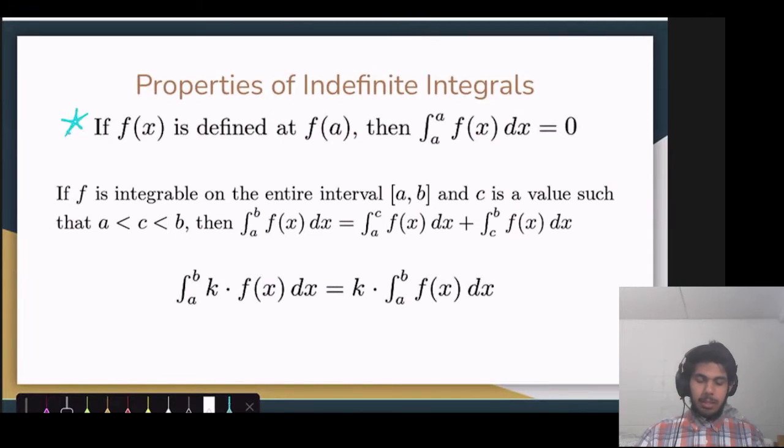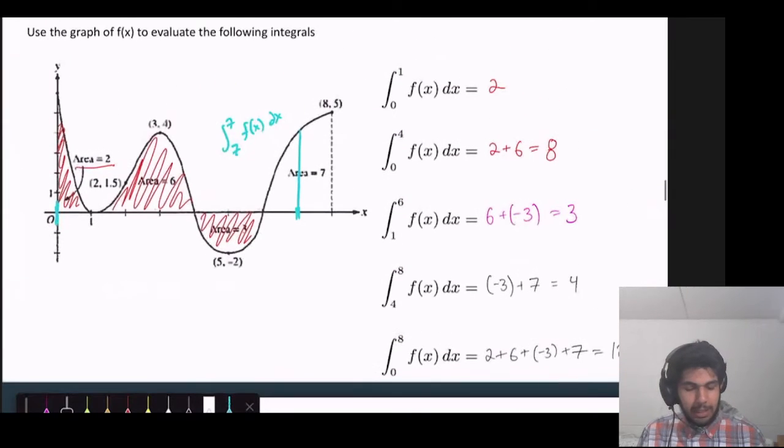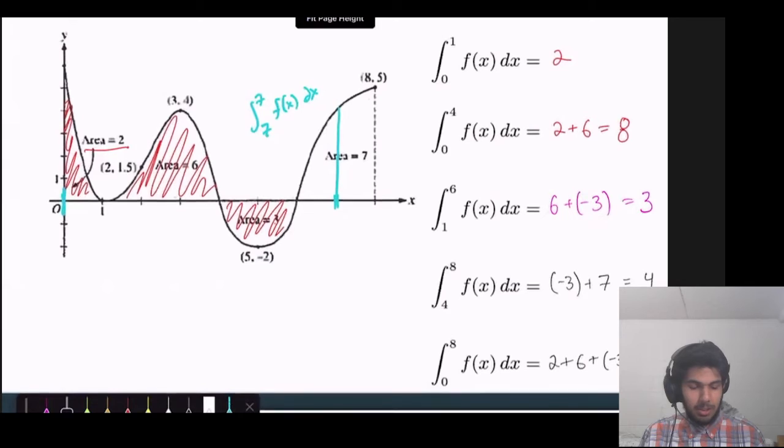Second one, if f is integrable on the entire interval a to b, and c is a value such that a is less than c less than b, so that means c is in between this interval, then the integral from a to b of f of x is equal to the integral from a to c of f of x plus the integral from c to b of f of x. So that seems a little bit complicated, but if we scroll back, that's exactly what I was mentioning just a moment ago. Here, let's consider a to be 1 and b to be 6.